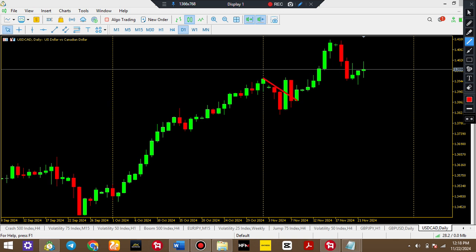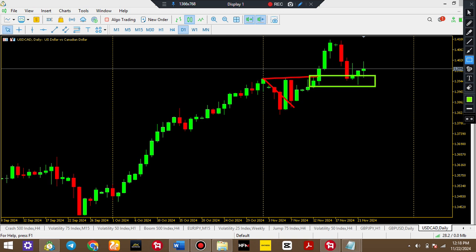All this move, we will take it as a pullback. Now, price has broken structure towards the upside from here, right? Price has broken structure from here to the upside. So if we are to use our bearish order block, we say this area is a buying zone, which led to the break of structure, right?